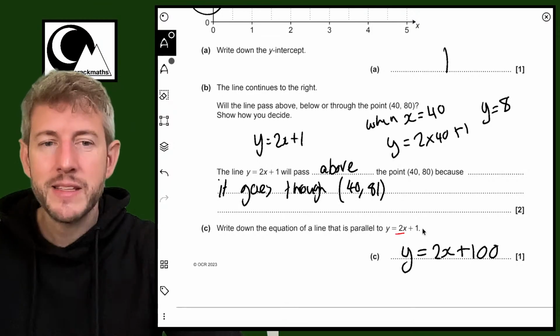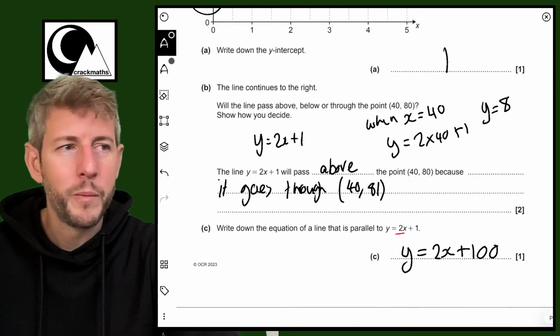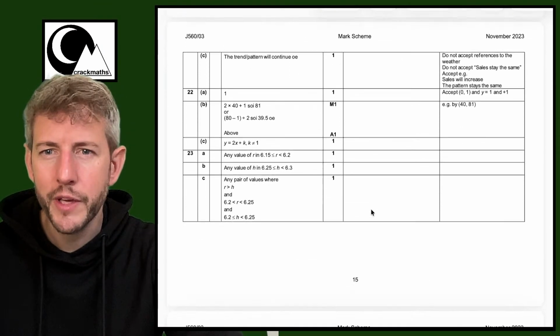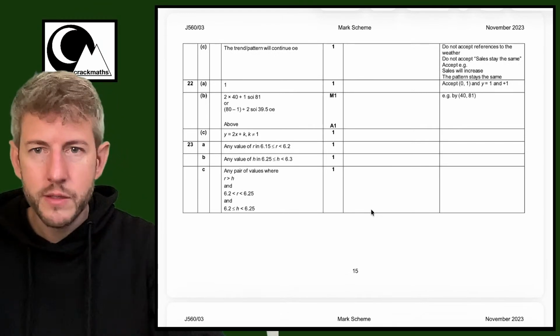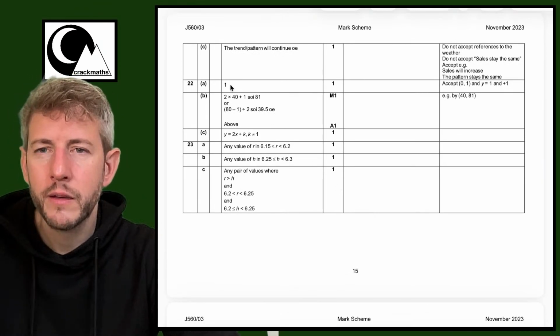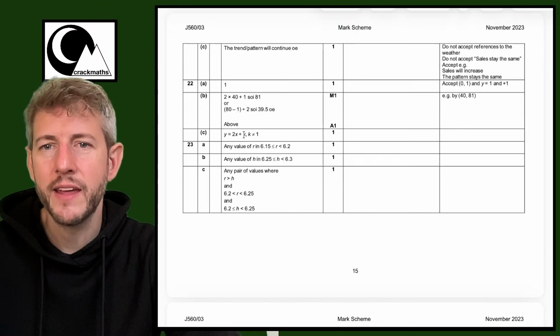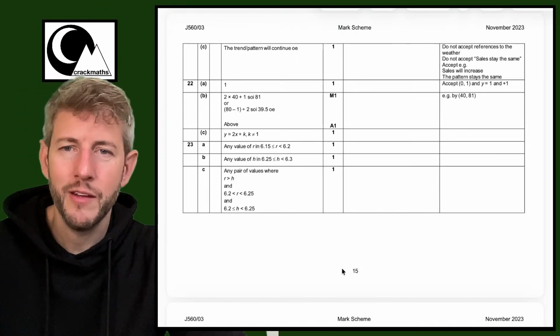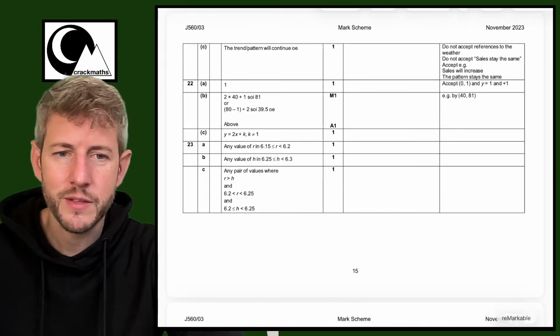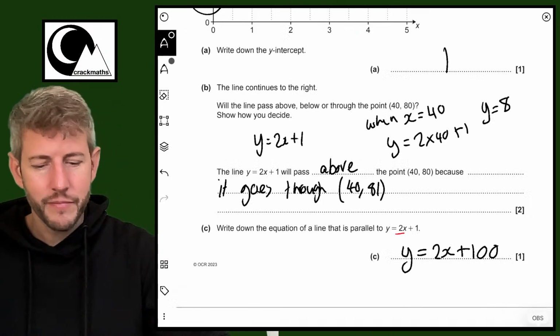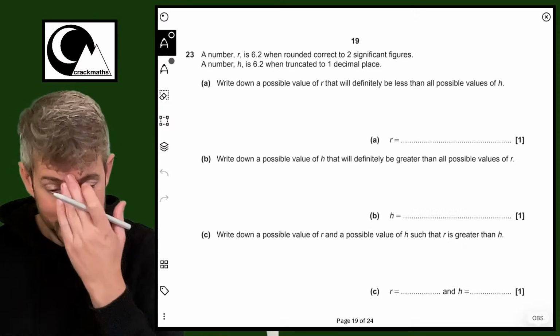Okay, so let's have a mark of those questions and then we'll move on. So here we go. Okay, 1, yep, above, yep, 2x plus k. So they've used k to say that you can have any value there, which is fine. We went for 100, so that's all very well and good. Right, let's have a look at the next page.